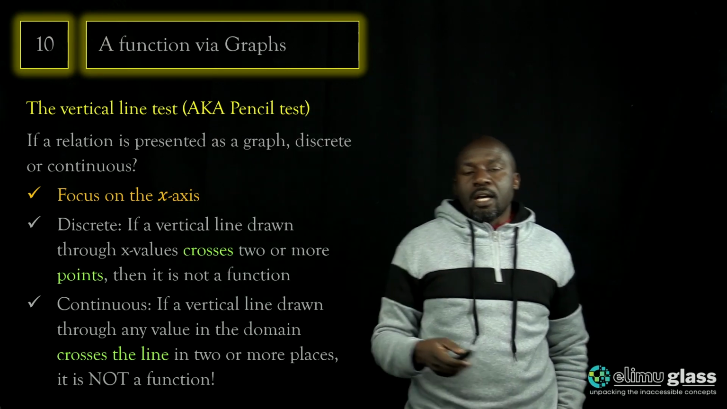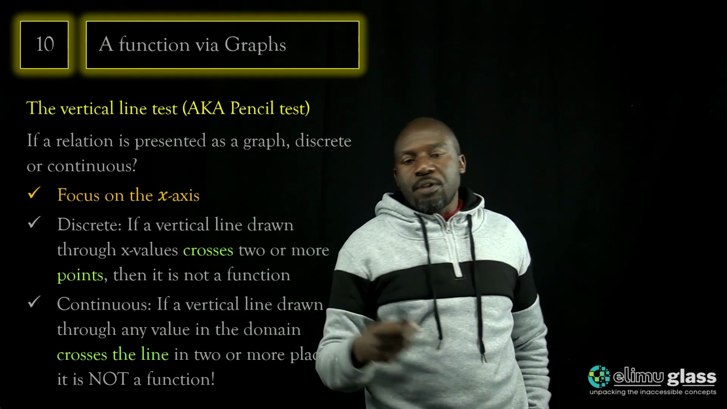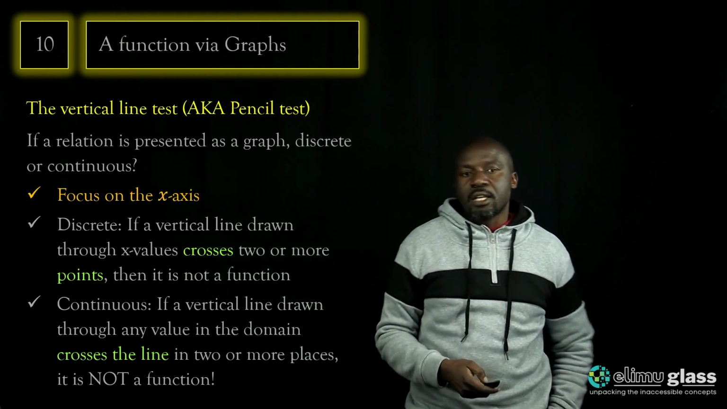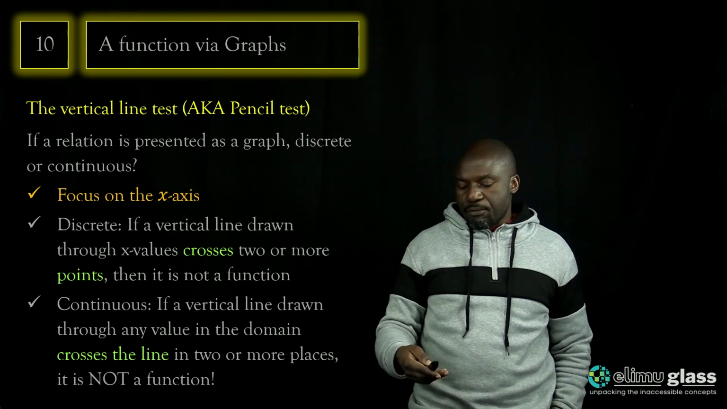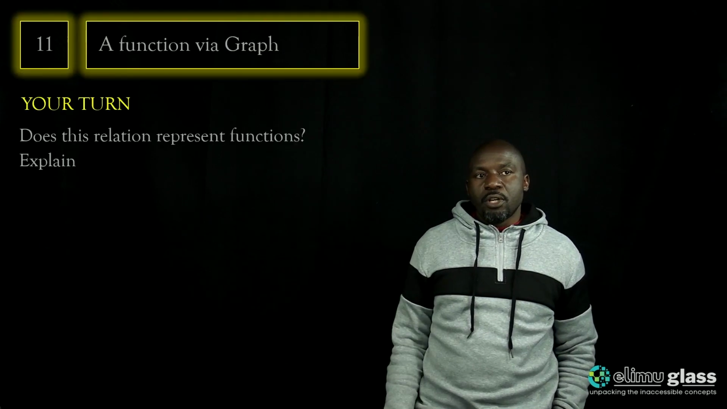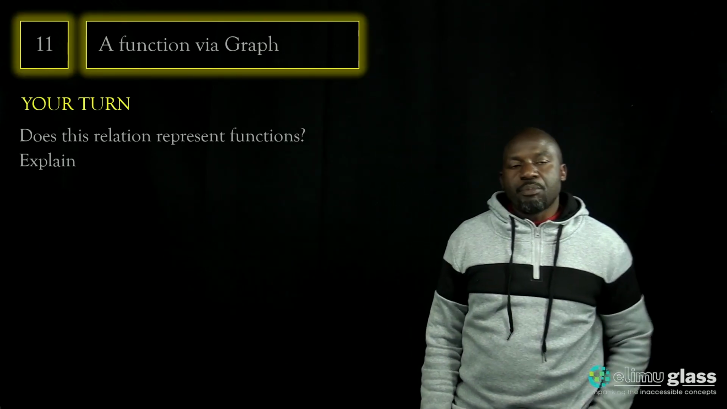Okay. If it is a continuous function, then it is a line. So if the graph crosses at more than one point on the line, then it is not a function. Okay? So I have just shown you the simulation, so now we can move on. Here is your turn. Does this relation represent a function?